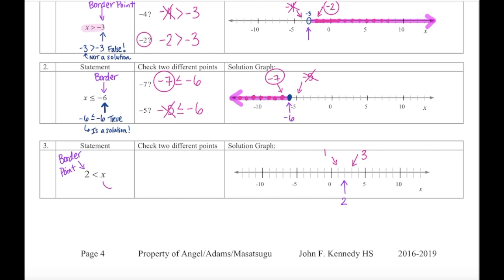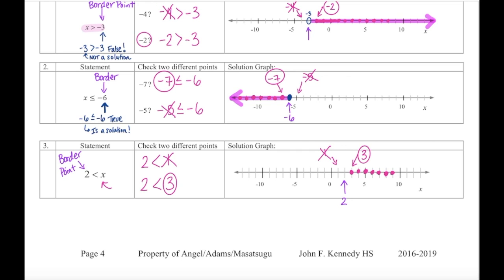Now careful, we're checking for x here. X is on the right. So either 2 is less than 1 or 2 is less than 3. Which one is 2 less than? Well, less than means to the left of, and 2 is to the left of 3, not to the left of 1. So 3 is my solution here. 1 is not. Which means everything to the right of 2 is a solution.